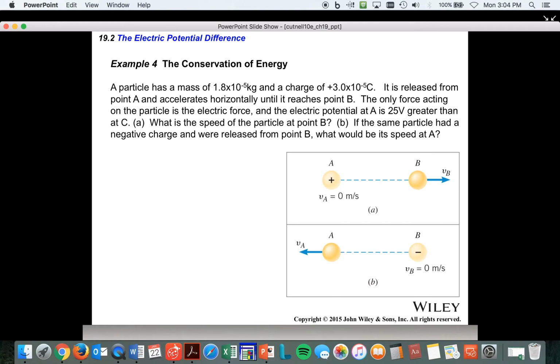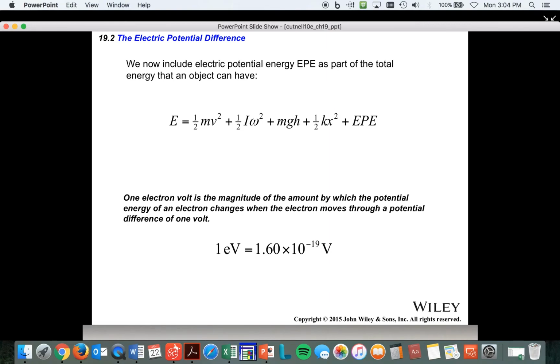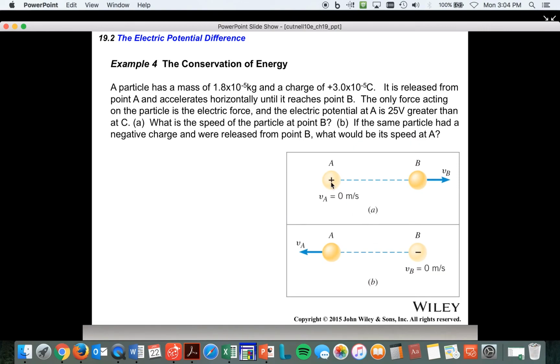So it says a particle has a mass of 1.8 times 10 to the negative 5 kilograms and a charge of 3 times 10 to the negative 5 positive coulombs. It is released from point A and is flying towards point B. The only force acting on this particle is the electric force, and the electric potential at A is 25 volts greater than at B. So we could say it goes from 25 to 0, because it doesn't matter. We're just looking at the change in voltage. We could say this is positive 50 volts and this is positive 25 volts. So the difference is 25, A is 25 greater than B.